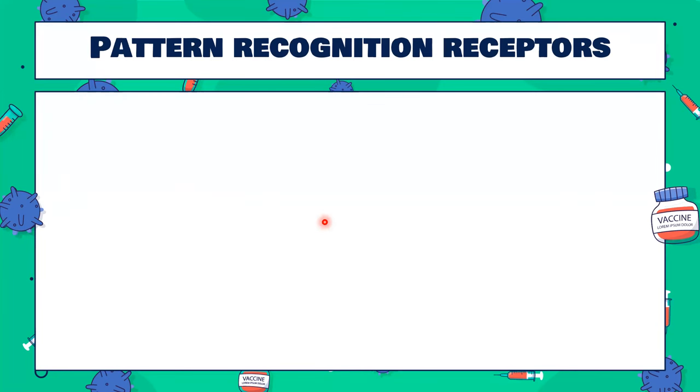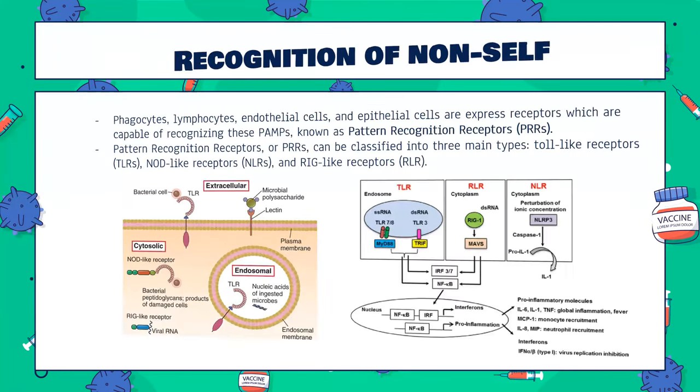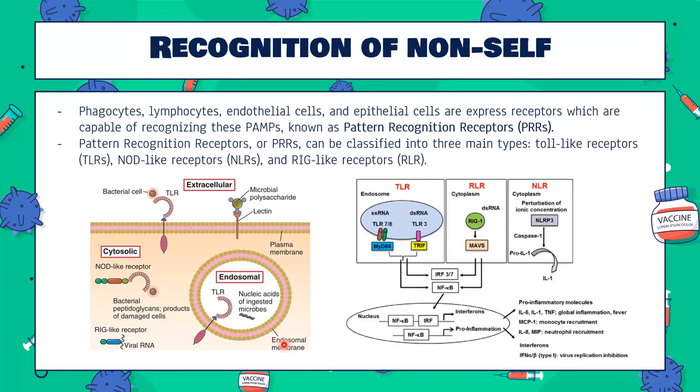Let's go back to our picture and try to make that make sense. Now you can see this cell right here. I have a TLR or a toll-like receptor here, and I have one right here as well. Looking at this picture, once again, I have this NOD-like receptor, which is intracellular, and this RIG-like receptor, which is also intracellular. So the only one that can really actively detect something that is extracellular is our toll-like receptor.